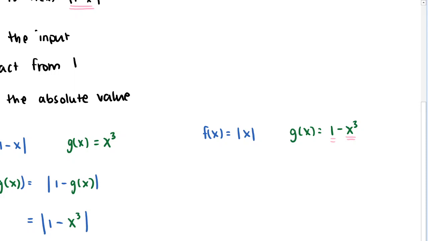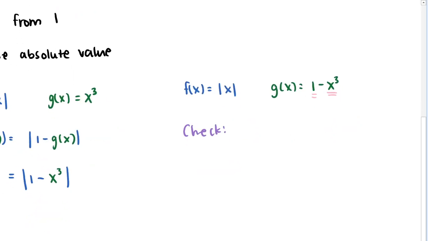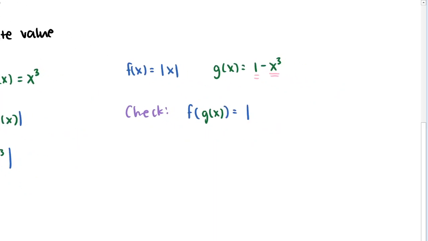And so here, if I check this composition, f of g of x, what does this look like? This says take the absolute value of our input, g of x, and in this case, g of x is 1 minus x cubed. So this is another way we can decompose our original function h as the composition of two functions.